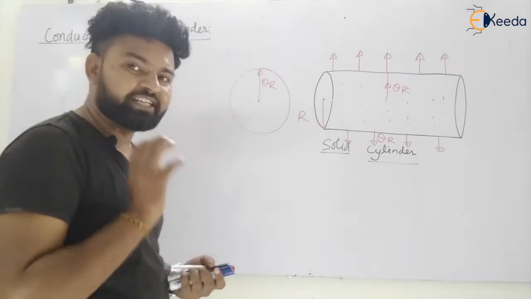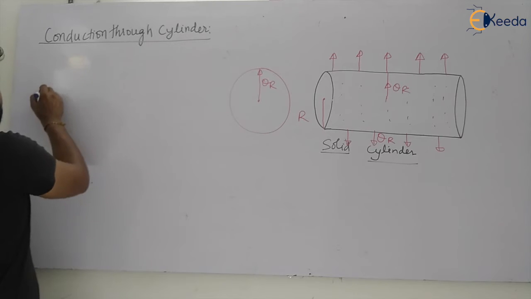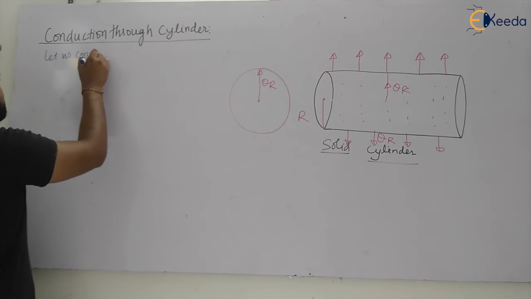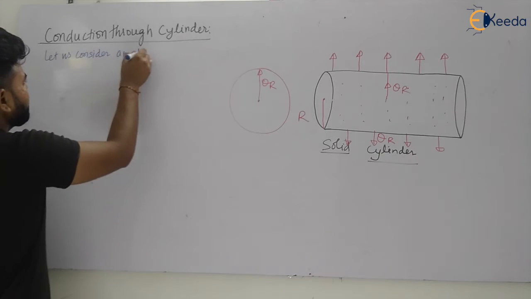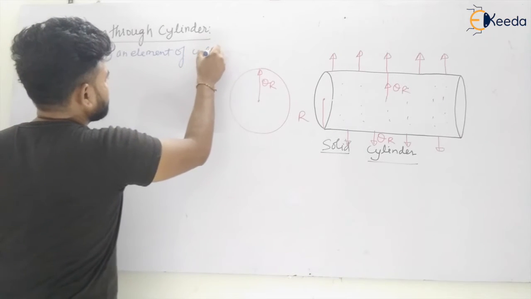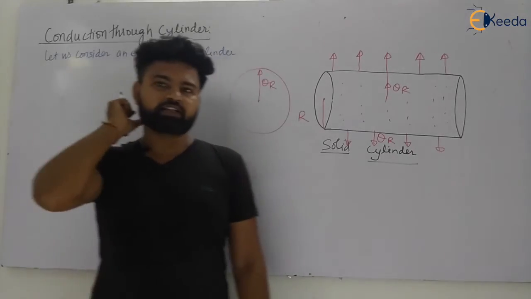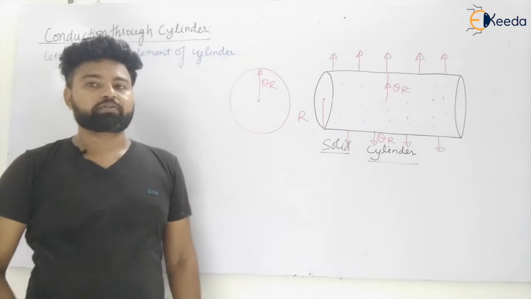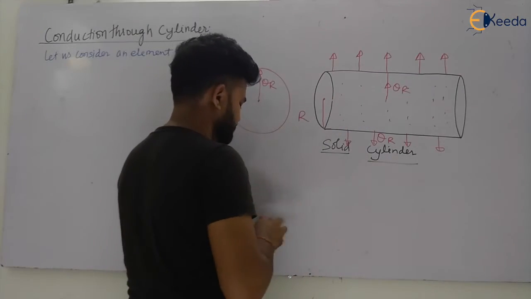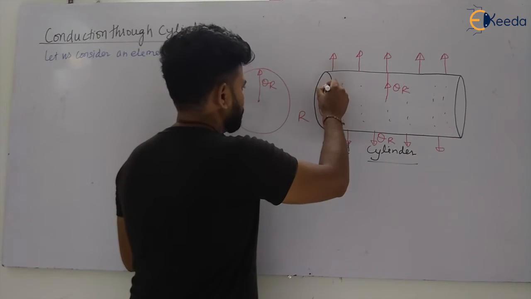And now let us consider an element of the cylinder. I will take an element, I will analyze everything in this, and then I will find what will be the heat transfer in this. Okay, now let us consider an element. Let us see, there is a small element through which I am considering a small element.